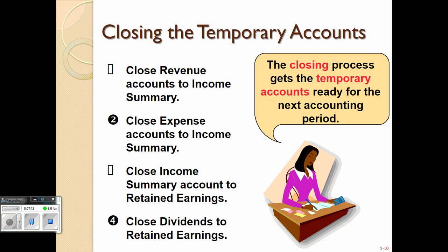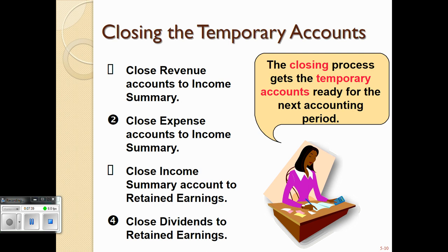What we need to do now is to close the temporary accounts. Temporary accounts are the income statement accounts, revenue and expenses, and the dividend account. So basically, we're going to close all the income statement accounts and the dividend account. Balance sheet accounts are what we call permanent accounts. They are never closed. Once we have those, they're going to continue to be around.